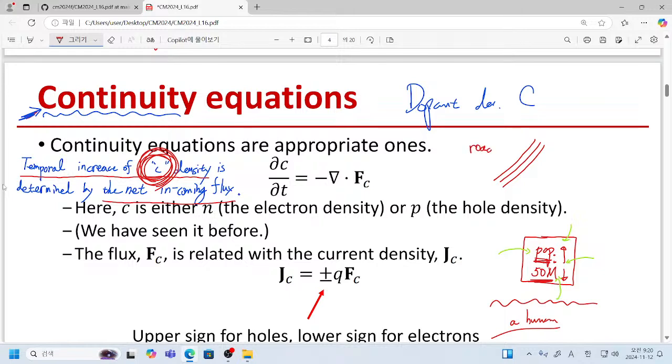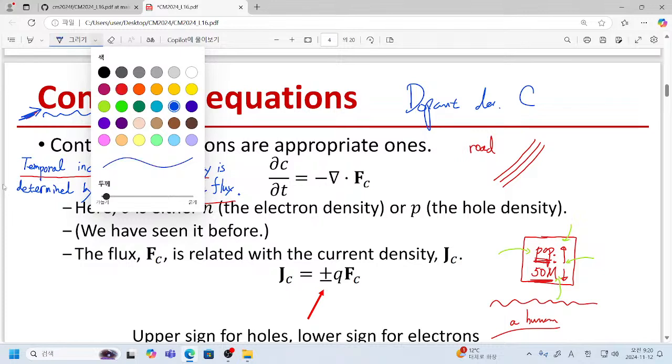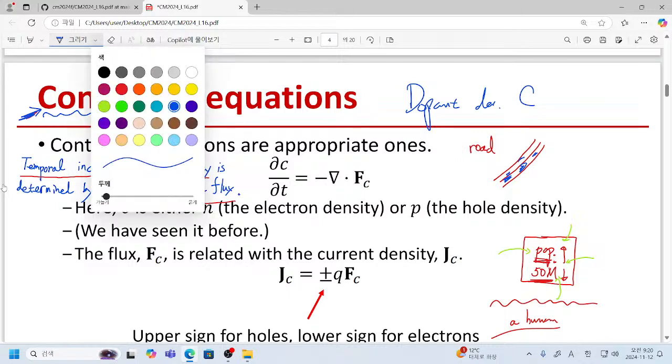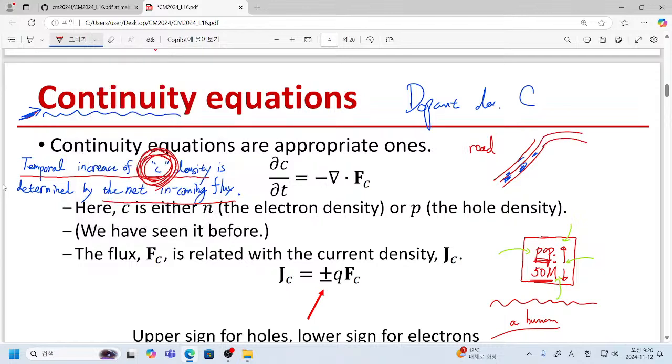This is our road, and if we have cars on the road, and if our road system is quite a complicated shape, and there is a certain wasteland, and let's say that this is the road shape. Even in this case, we can apply the continuity equation.